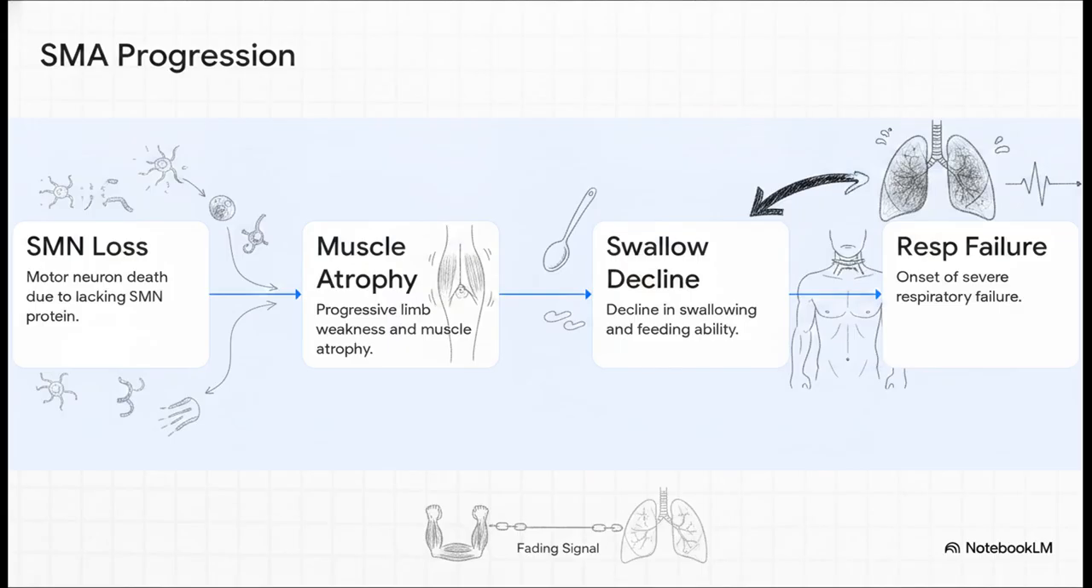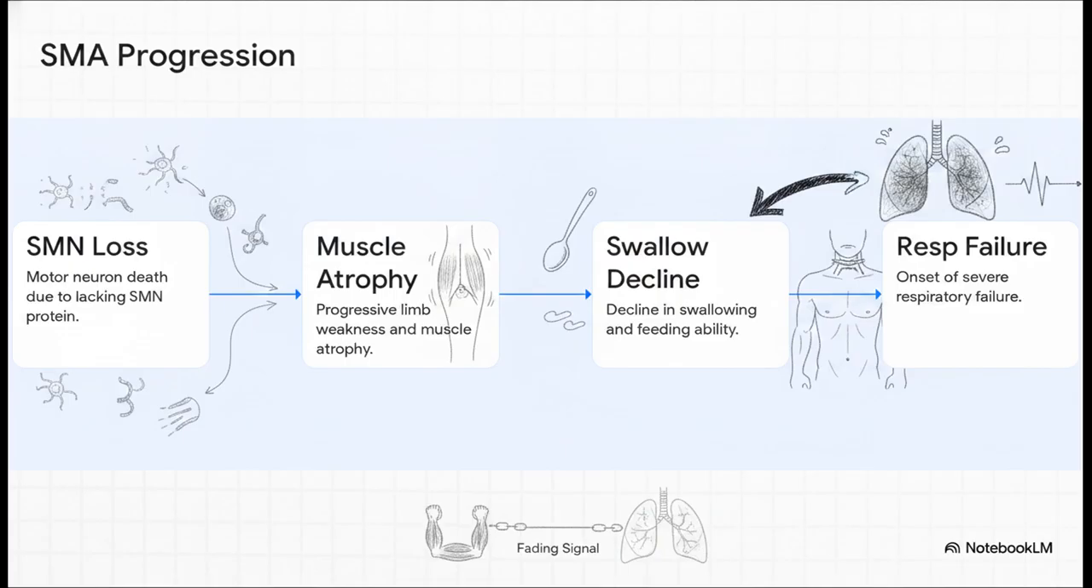Step 1, the motor neurons die. Step 2, this presents visibly as progressive limb weakness and muscle atrophy. But here is the critical connection you can't miss. The muscles we use for breathing and swallowing are also voluntary skeletal muscles, controlled by these exact same motor neurons. Therefore, step 3 is an inevitable decline in swallowing and feeding ability, followed quickly by step 4, the onset of severe respiratory failure.